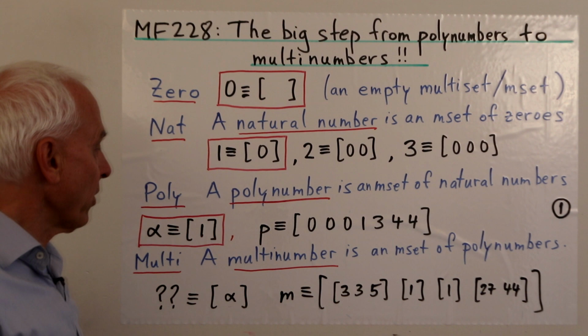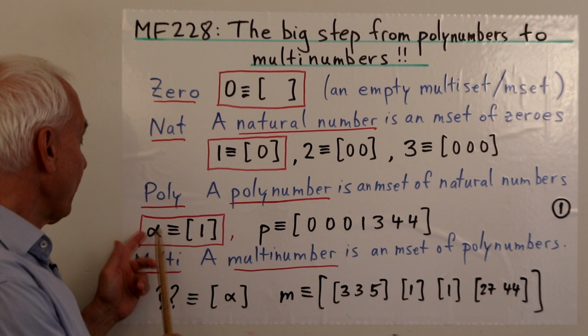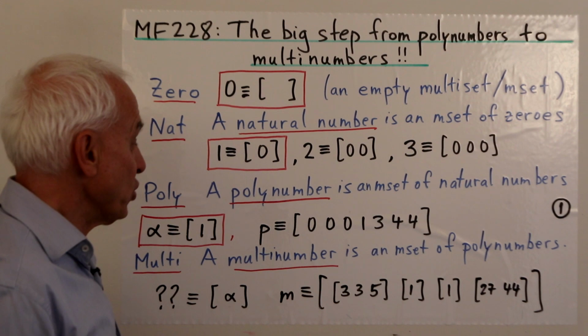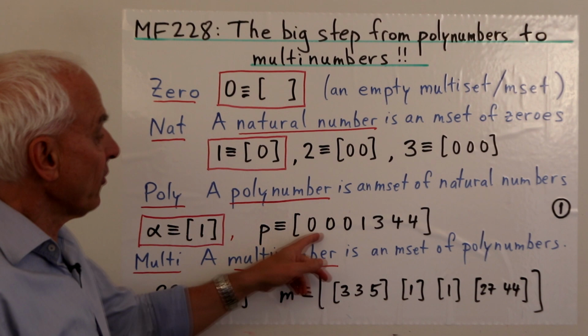Then a polynumber is an mset of natural numbers. And the simplest one is this one, alpha, which is just the mset containing 1. Here is a more general polynumber, 0001344. So these are all natural numbers. This is an mset of natural numbers, so therefore it's a polynumber.